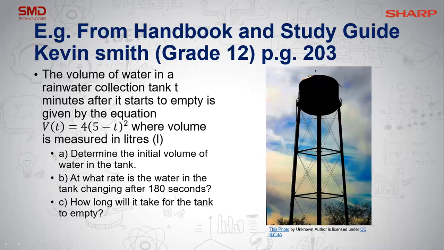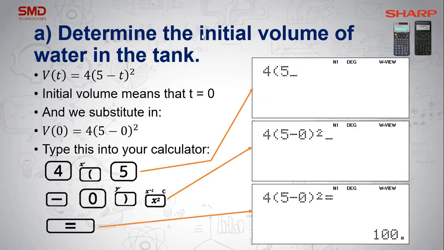So I took an example from the Handbook and Study Guide of Kevin Smith, the maths textbook for grade 12. Just as an example to show you doing calculus in various ways. And so the volume of water in a rainwater collection tank, T minutes, that's important, after it starts to empty, is given by the equation V(t) is equal to blah, blah, blah, where the volume, that's V(t), is measured in liters. Determine the initial volume of the water in the tank. So that's our first question.